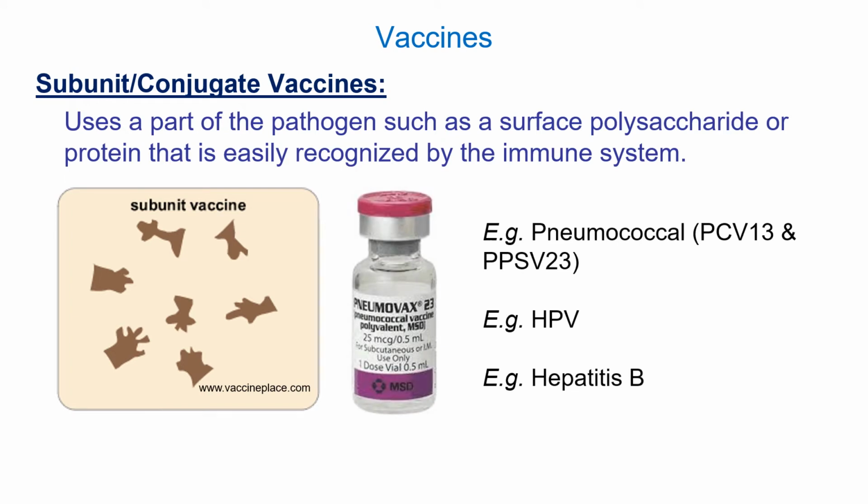We have the pneumococcal vaccine. So the pneumococcal vaccine, you can see PCV13. I believe this one includes 13 carbohydrates from Streptococcus pneumoniae. There's another one here, pneumococcal 23, which has 23 carbohydrates, so that one's presumably better. The HPV vaccine, I think that's a glycoprotein found on the virus. Hepatitis B, I'm not as familiar with that one.